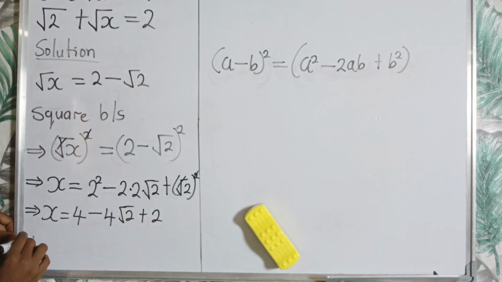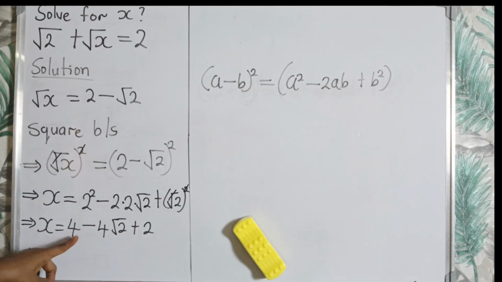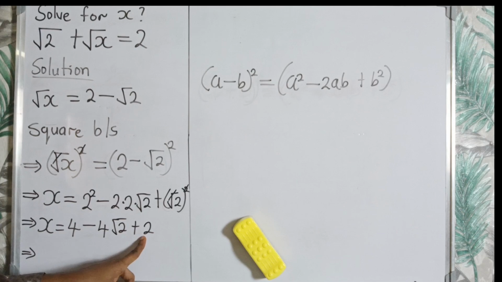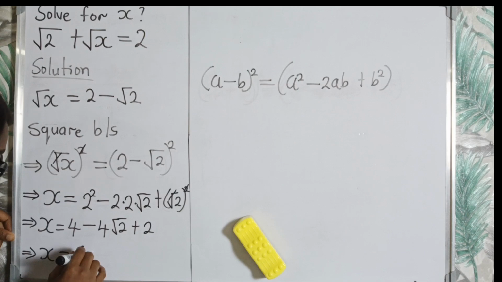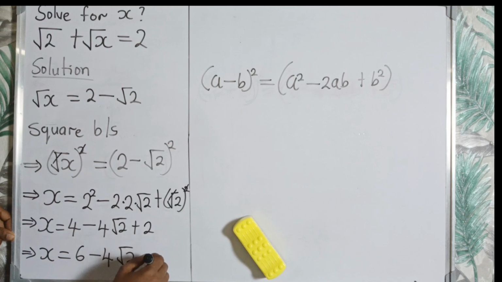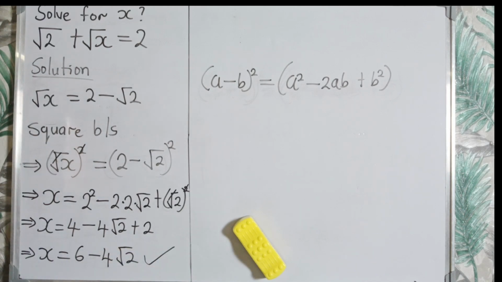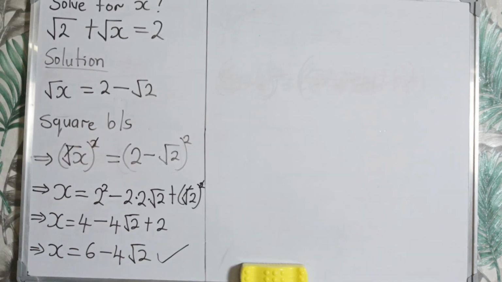Okay, let's simplify further. So here we have plus 4. We have plus 2. So x is now equal to 6 minus 4 root 2. This is our value of x.